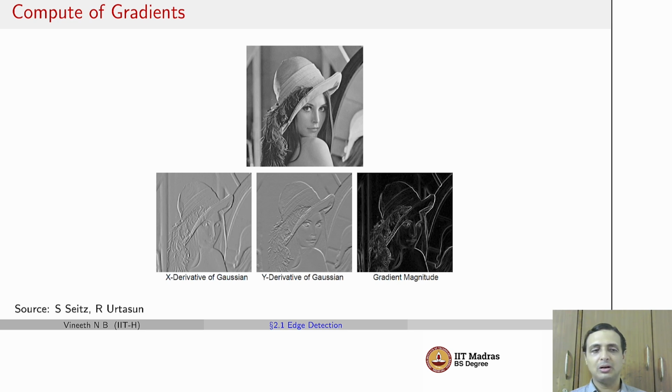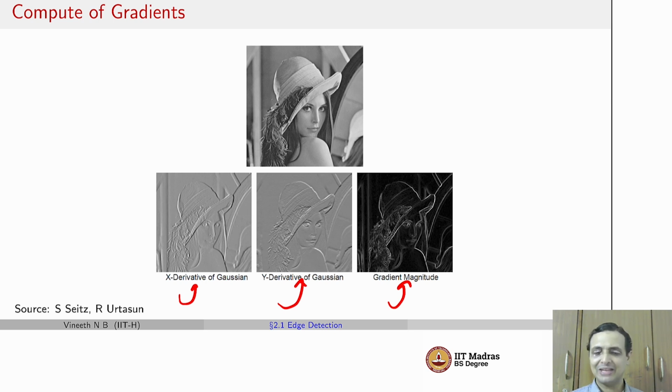So if you now computed gradients, you can compute the x derivative of the Gaussian and the y derivative of the Gaussian. Now you can simply take the gradient magnitude, which is the root of x derivative square plus y derivative square, and you'll find that the gradient magnitude gives you a set of edges, something like this. There's a very popular image called the Lena image, which people use to give examples of image processing.